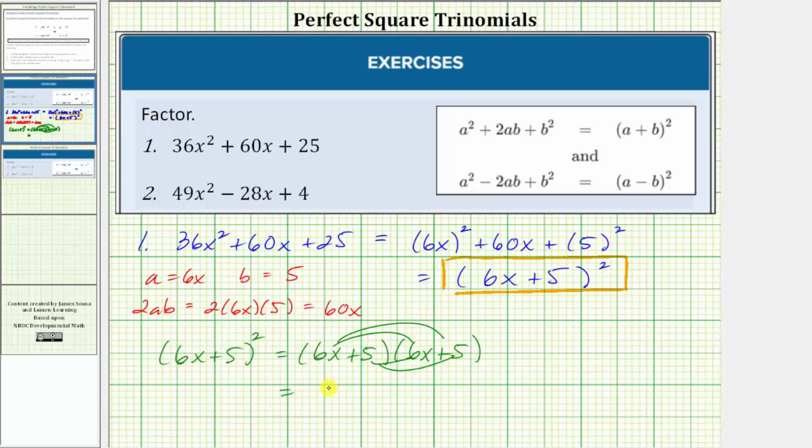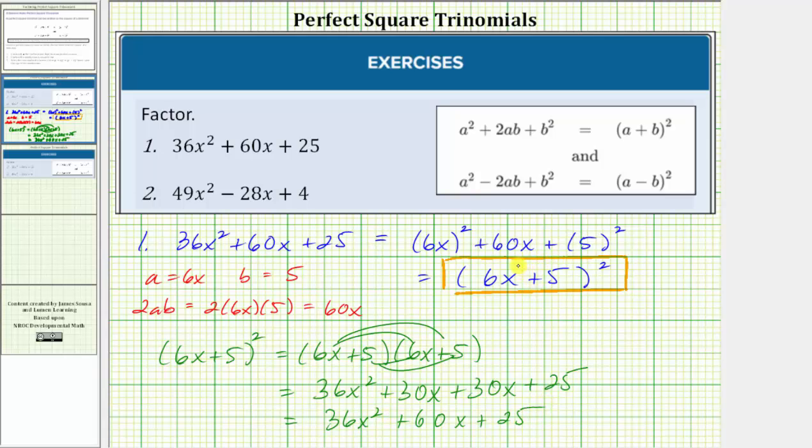6x times 6x equals 36x squared. 6x times 5 is 30x, so plus 30x. 5 times 6x also equals 30x, so plus 30x. And finally, 5 times 5 equals 25, so we have plus 25. Simplifying, 30x plus 30x equals 60x, giving us 36x squared plus 60x plus 25, verifying this is factored correctly.